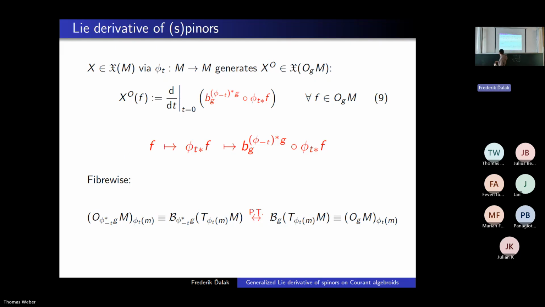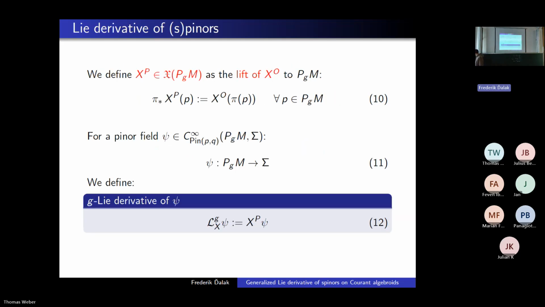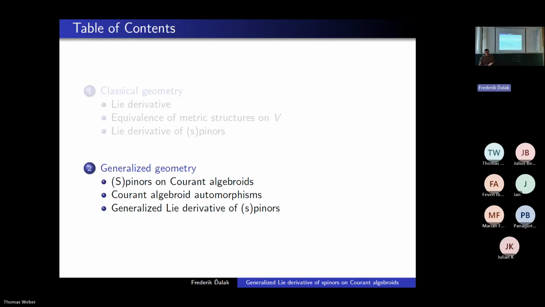Okay. Which is basically the same as a collection. All right, so I guess we can move on to the generalized case. And so in the case of generalized geometry, I'm going to first tell you about the spinors on Courant algebroids in the generalized setting. And we are going to talk about Courant algebroid automorphisms, and then we are going to actually see how this similar result may be formulated on Courant algebroids.